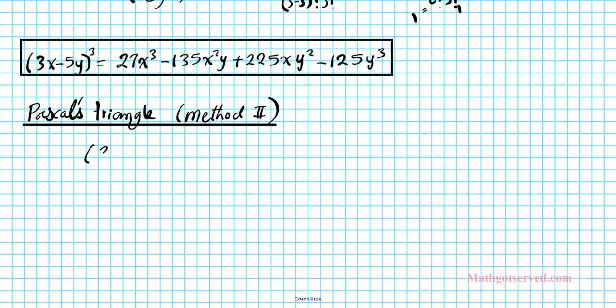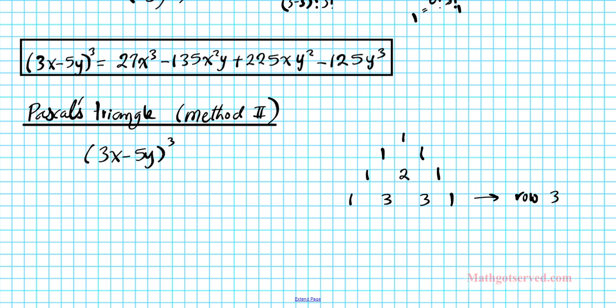So we are working on 3x minus 5y to the third. How many rows are we going to go? The power of a binomial expression tells us how many rows. Since we're raising this quantity to the third power, we're going to go down as far as 3 rows. Okay? All right, now let's set it up. We have 1 as the 0th row. 1, 1, row 1. 1, 2, 1, row 2. 1, 3, 3, 1, this is the third row. Row 3. Okay?